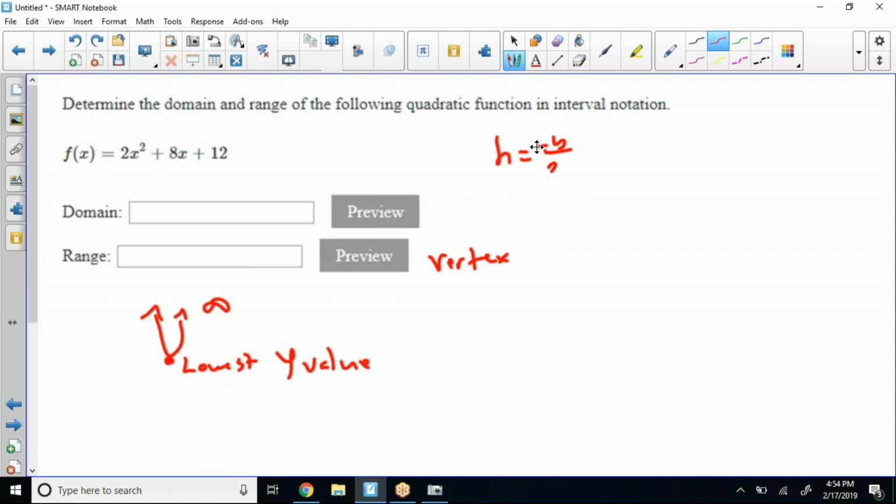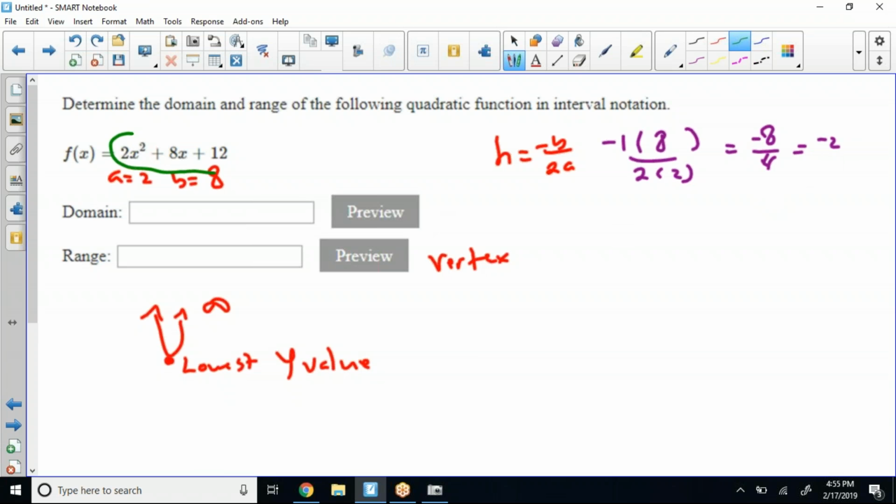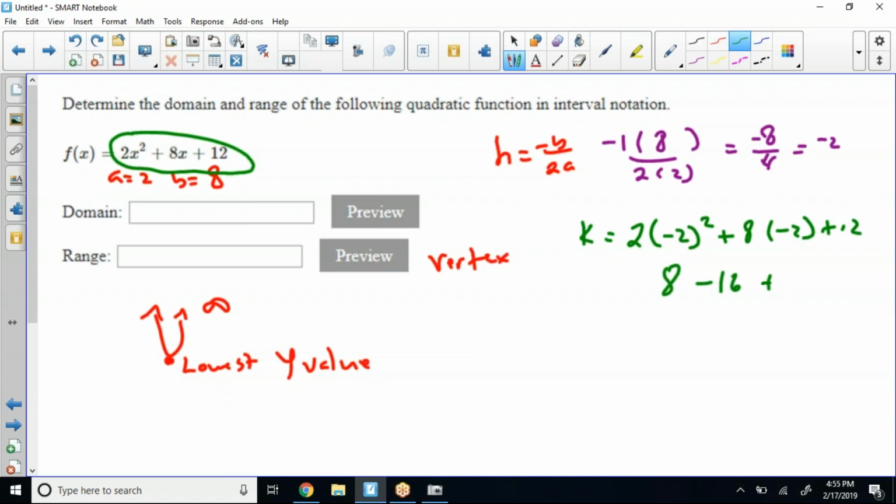So h equals negative b over 2a. We have a equals 2, b equals 8. So we have negative 1 times 8 over 2 times 2. That's negative 8 over 4, which is negative 2. Then we're going to plug that back into here to find my k value. k equals 2 times negative 2 squared plus 8 times negative 2 plus 12. So that's going to be 4, 4 times 2 is 8, and then negative 16 plus 12.